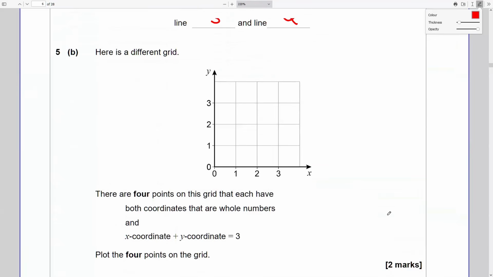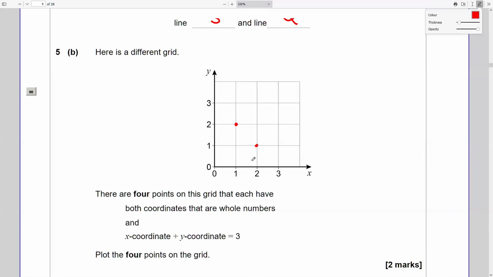Here is a different grid. There are 4 points on this grid that each have both coordinates that are whole numbers, and the x coordinate plus the y coordinate equals 3. X is 1, y is 2. There's one of them. X is 2, y is 1.